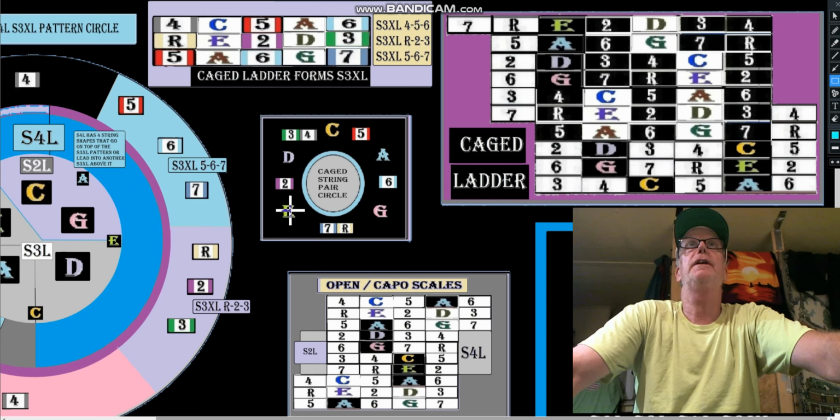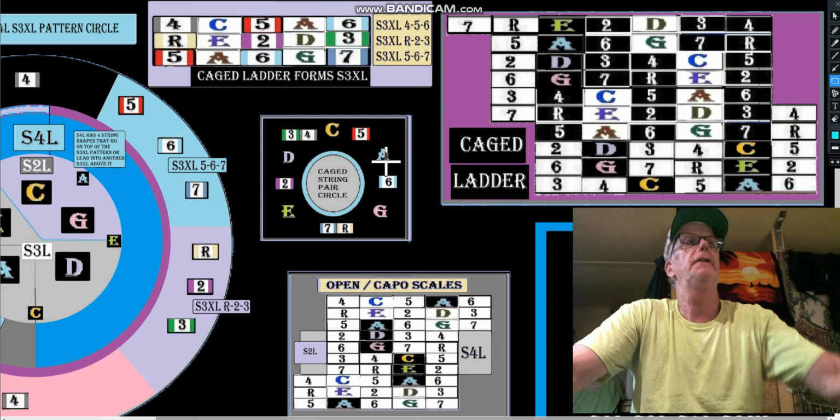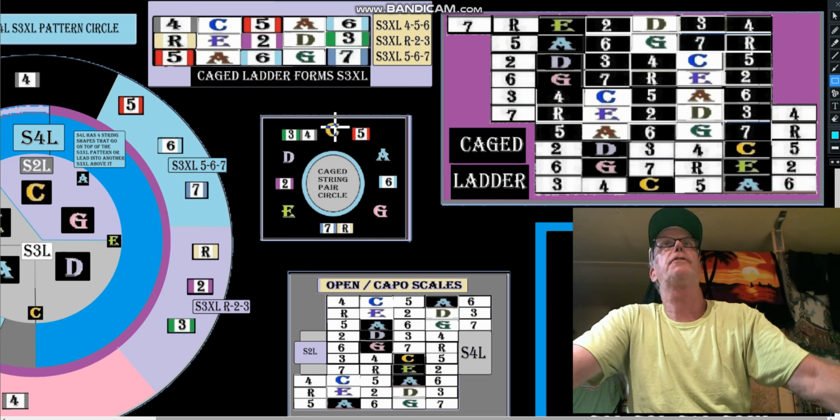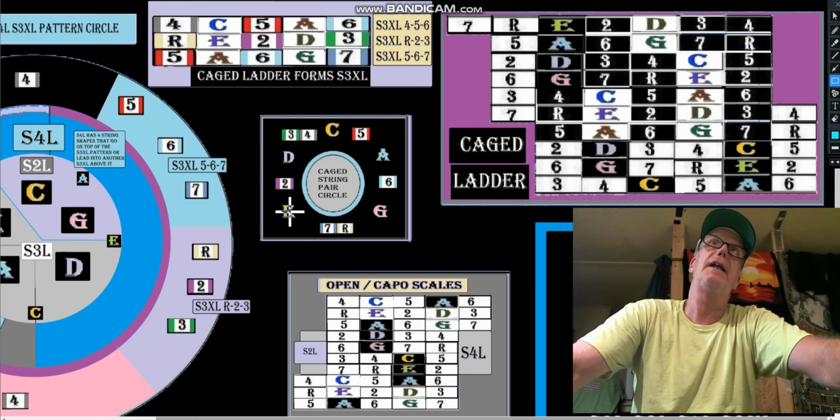So C, skip D, goes to E. Remember, in fourths you skip in cage. When you're cage backwards, you're going C, D, E, G, A, right? In fourth shapes, you skip every other one. So it goes C goes to E, E goes to A, A goes to D, D goes to G, G goes to C, but now C goes to E, not F.